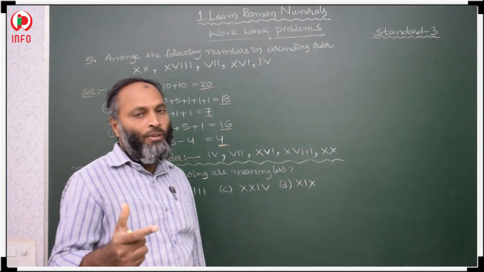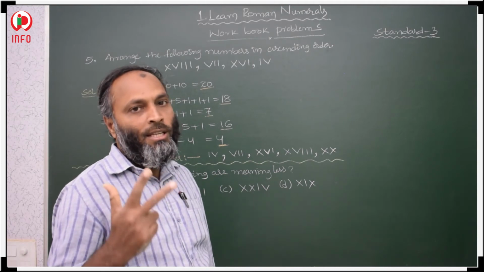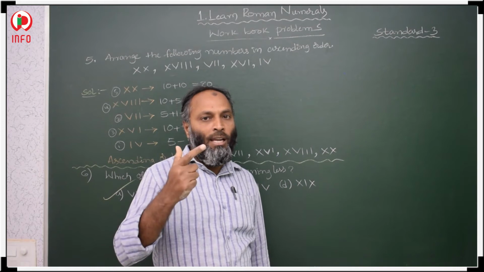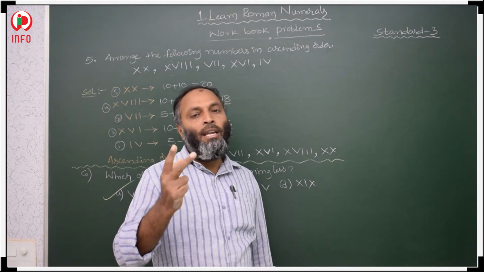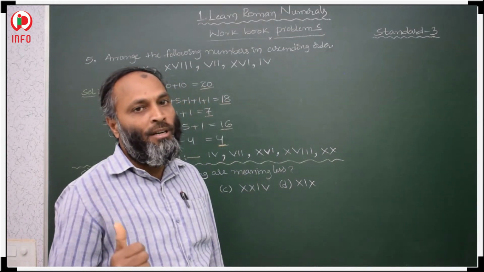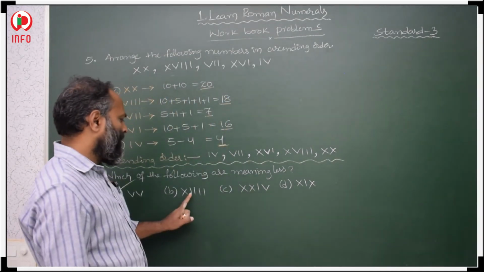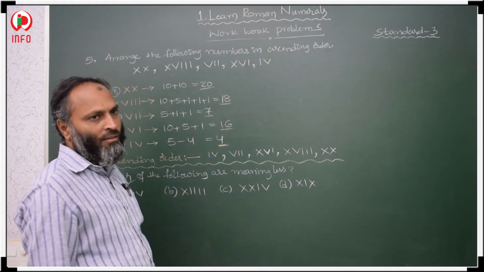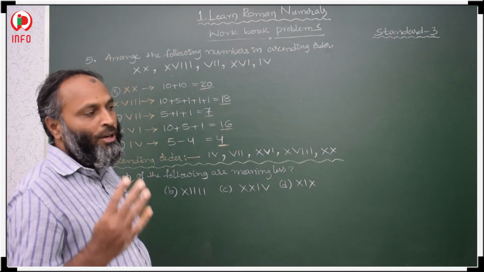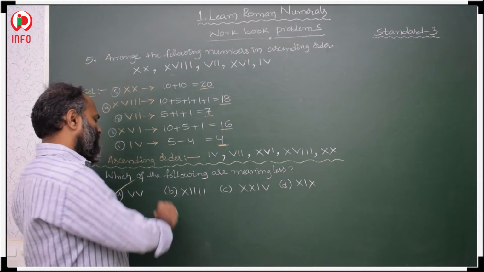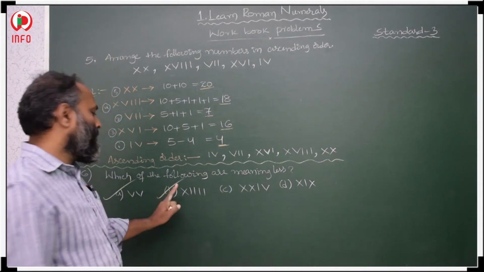5, 50 and 500: these 3 Roman numerals never repeat. That means VV, LL and DD. These never repeat, so that is why VV is meaningless. And here 1, 1, 1, 1: 1 repeats 4 times. A Roman numeral is never repeated 4 times. So this is meaningless. These 2 are meaningless.